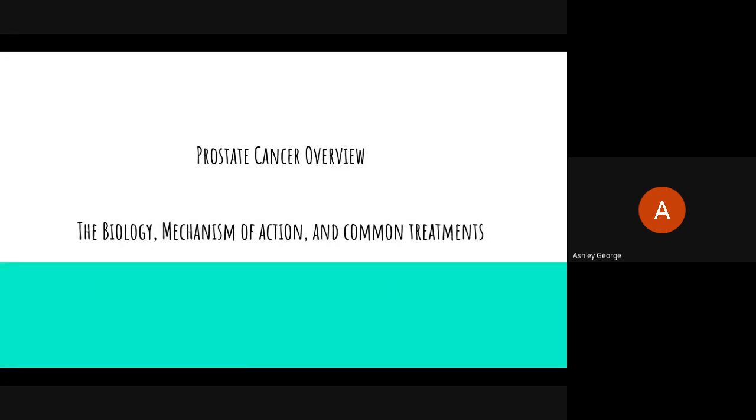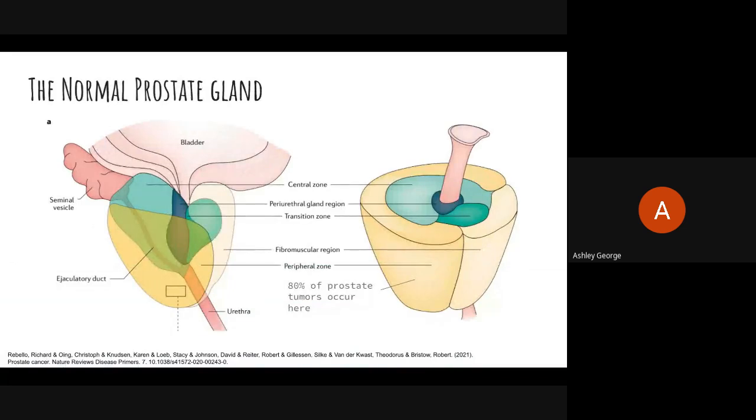My name is Ashley. As I mentioned before, I'm part of the prostate work stream. I'm also working on this with Michael, who couldn't be here today. I will admit that he is probably more of the expert on the biology of all this than I am, but I'm going to try to see if I can make things a little bit more clear today regarding the biology, mechanism of action, and some common treatments for prostate cancer.